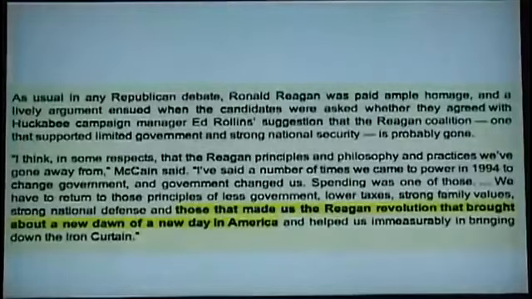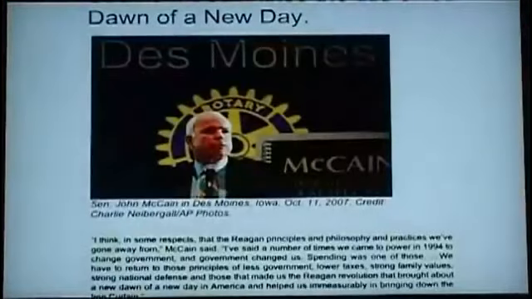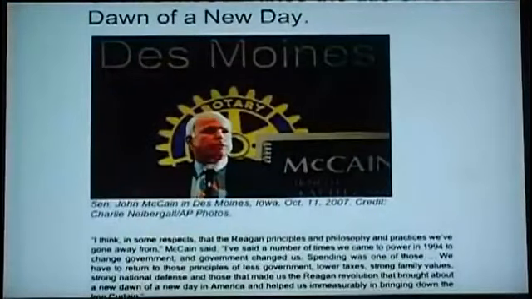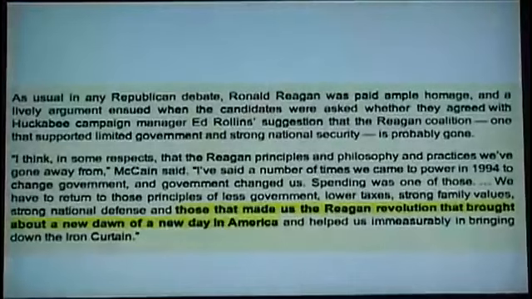And even this goofball, John McCain. John McCain said, those of us that made us the Reagan Revolution that brought about a new dawn of a new day in America. There's McCain using the same old communist terms. But you say, well, he was a conservative. Well, that's right. Conservatives were Nazis. So here's even a Nazi using the new dawn of a new day.